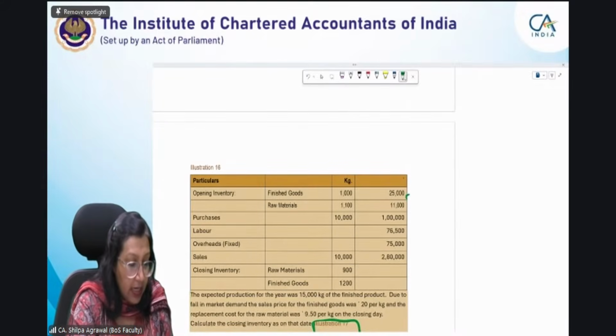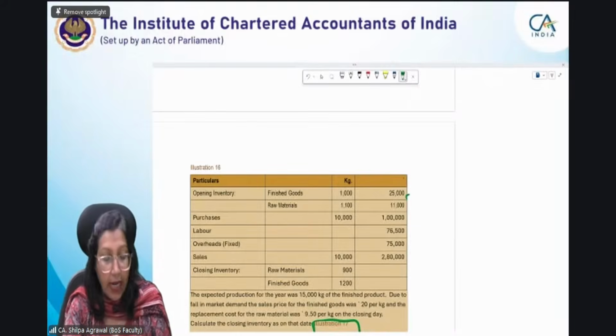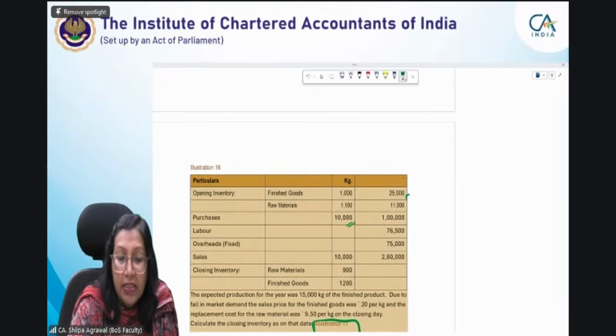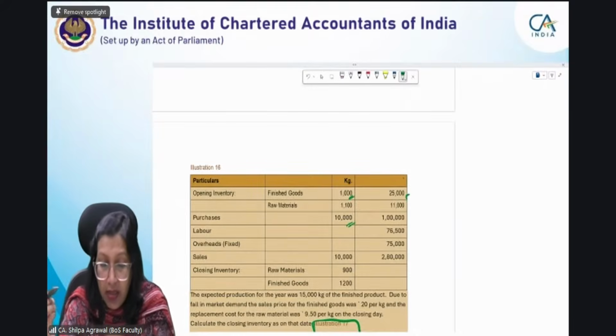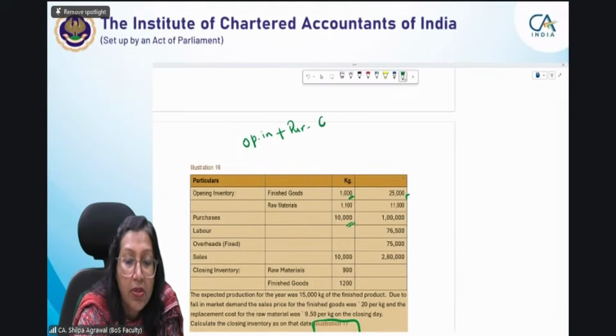Students, can I ask you to give me the answer or you want me to solve it? Tell me, you want me to solve it? I'll do that. First of all, we'll be calculating the cost of purchase. We are having 10,000 units purchase. Opening inventory was 1,000. So we have to see how many units we have as cost of goods sold. So first of all, opening inventory plus purchases minus closing is equal to cost of goods sold. In units, we'll get 1,000 plus 10,000 minus 900.